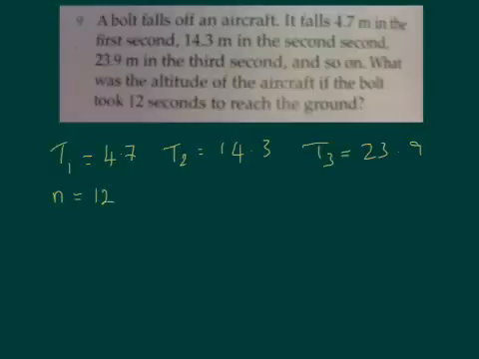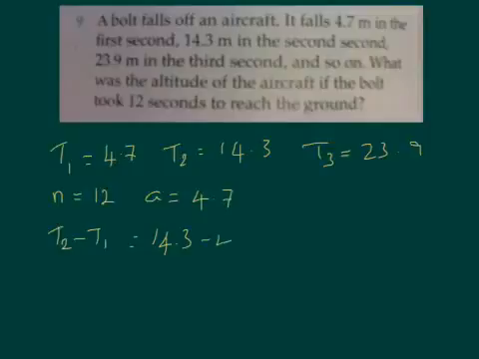So the first thing we need to do is work out what the common difference is, and we know that the first term is equal to 4.7. So the common difference is where we go T2 minus T1 and T3 minus T2. So if we go T2 minus T1, that is 14.3 minus 4.7. And if we do that calculation, that equals 9.6.